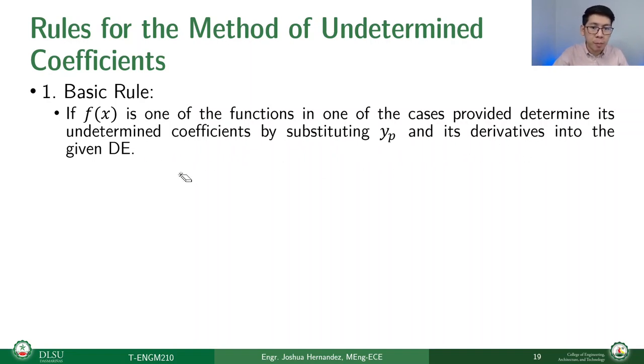So basically, what it says here is, if you have a forcing function, the right-hand side of your equation, that falls in one of the categories allowed in the method of undetermined coefficients, namely constant, polynomial, exponential, or sine or cosine, then you can use the method of undetermined coefficients. And that happens when you substitute y sub p and its derivatives into the given DE. So, from your trial form, your y sub p from those cases, you substitute it into the given problem, together with its derivatives, depending on the order of your DE.